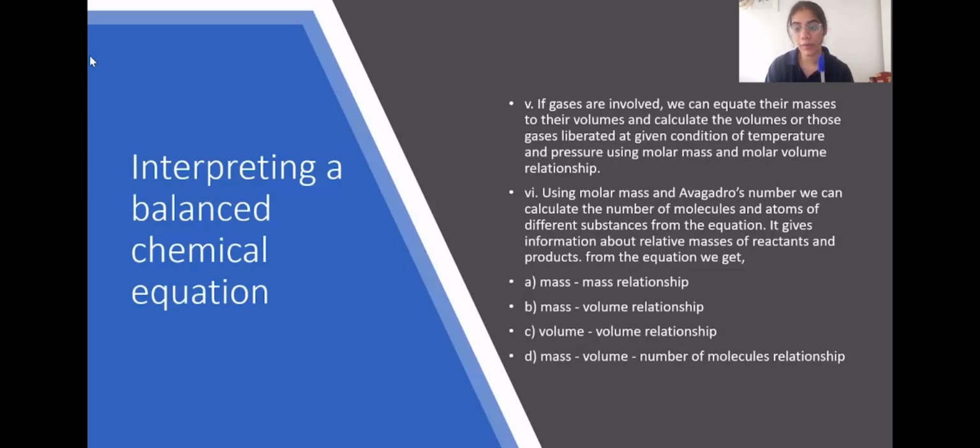Now, using molar mass and Avogadro's number, something that we have studied in the previous classes, we know that 1 mole of a substance contains 6.022 into 10 to the power 23 molecules. We can calculate the number of molecules and atoms of different substances from an equation. This will give us information about relative masses of reactants and products. So from this balanced chemical equation, you can have a mass to mass relationship. If the masses of the reactants are given, you can calculate the mass of the products if you have the right ratio. And to have the right ratio of molecules, you must always have the equation balanced.